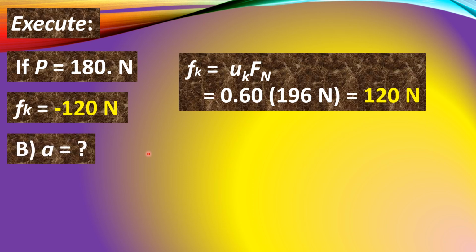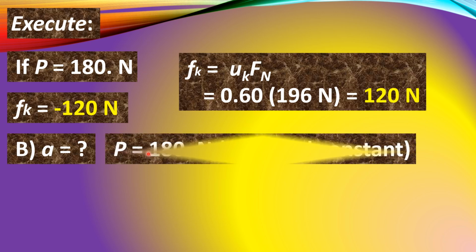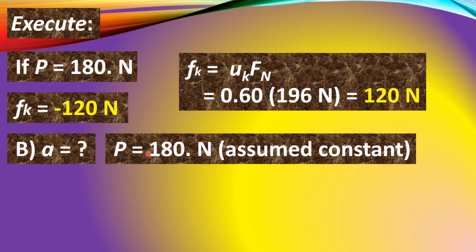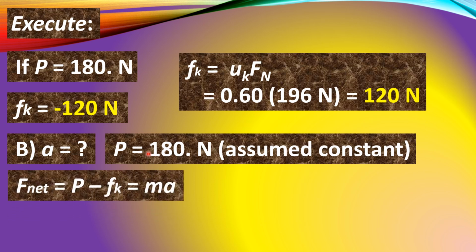So continuing with our calculation for the acceleration of the crate, where we assume that the applied force capital P is maintained at 180 newtons, held constant, the net force exerted on the crate will just be equal to the applied force P minus the kinetic friction F sub k, which is equated to the product of the mass of the crate and its acceleration a.